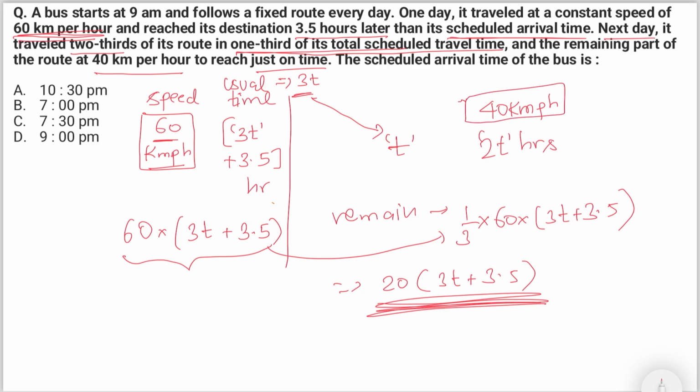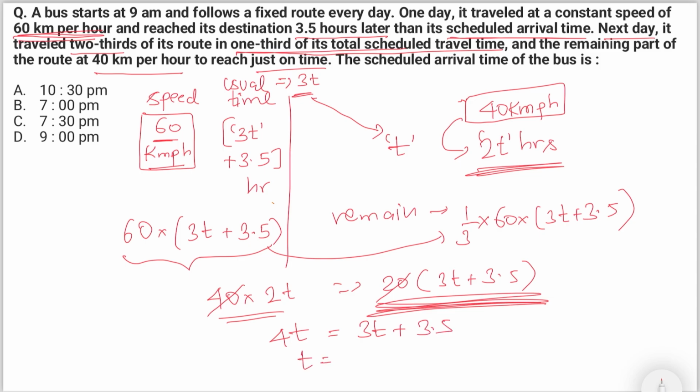They're saying this remaining distance was covered at 40 kilometers per hour in the remaining time. The remaining time was 2t. So the remaining distance is actually speed 40 into time 2t. Solving this, you get the value of t and thereby your answer. So 40 into 2t is 80t, and 20 into (3t plus 3.5) is 60t plus 70, so dividing by 20, you get 4t equals 3t plus 3.5, or simply t as 3.5 hours. If t is 3.5 hours, the usual time can be found as 3t, which is thrice 3.5, that is 10.5 hours. The usual scheduled arrival of the bus is 10.5 hours after it started.